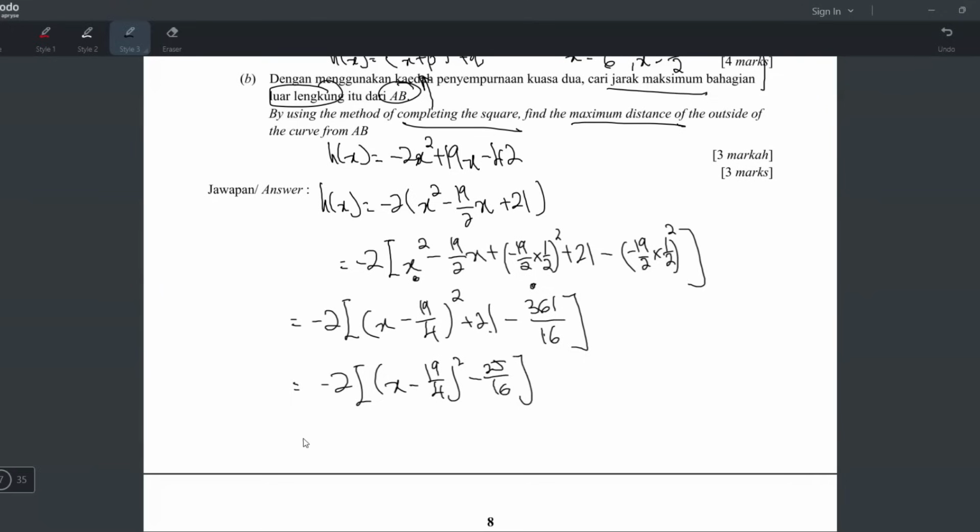Okay. Now for the final step is to multiply the negative 2 in. And when you multiply it in, then the big bracket no longer needs to be written. That's why I said just now the big bracket is very important. Because if you don't open this big bracket, then you will forget to multiply in, then it's wrong already. Because you thought this one is the vertex form, but no.